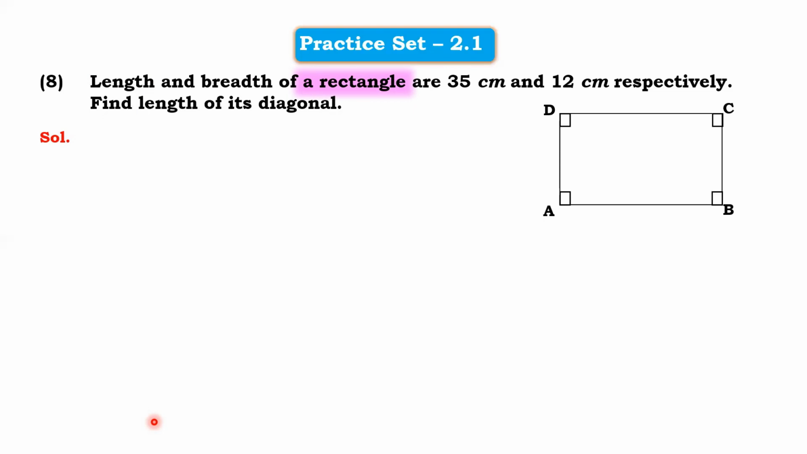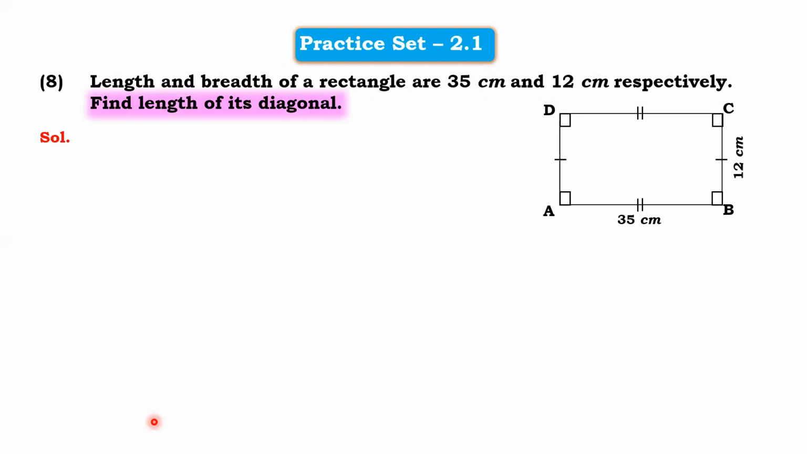Moreover, in a rectangle, opposite sides are equal. Now, what is the further information given? Length and breadth of a rectangle are 35 centimeter and 12 centimeter respectively. So length is 35 centimeter and breadth is 12 centimeter. We have to find the length of its diagonal.